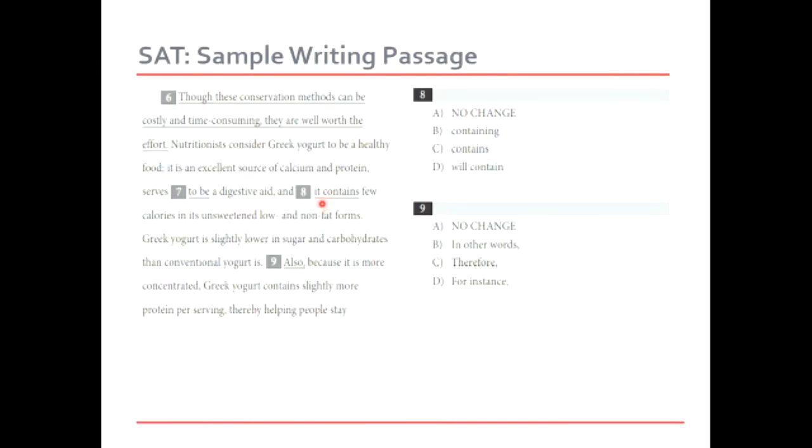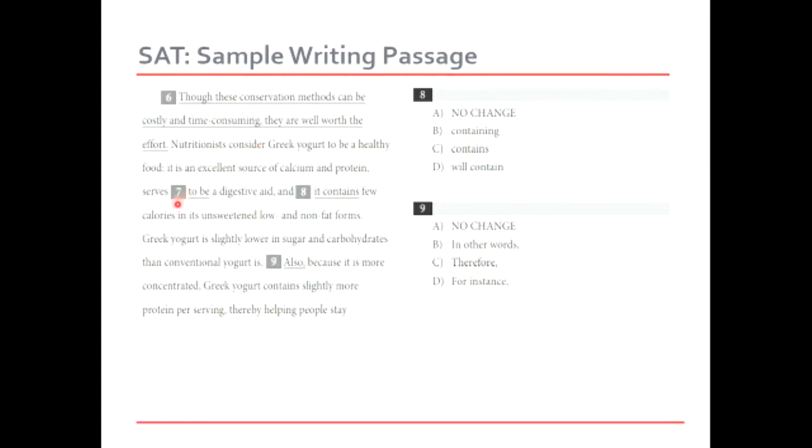It's unnecessary. If it was placed before "serves," if it was placed in the previous part of the sentence, then it would have made sense. But if you're not introducing the subject before again and again with the help of a pronoun, then there is no need to introduce a pronoun in the later part of the sentence either. So therefore, it is not required. We need to remove this, and therefore the right option, let's look at the options. B, containing. C, contains. D, will contain.